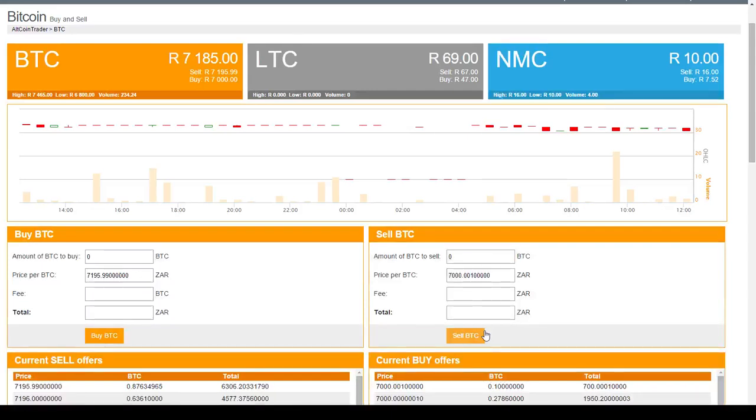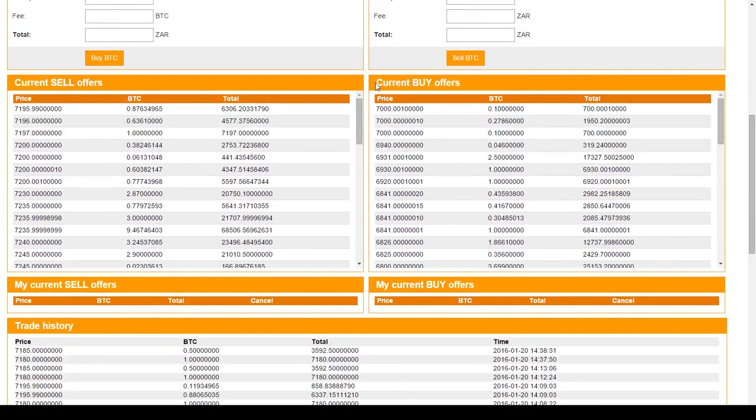Now, there's another way to buy a Bitcoin. You can simply put in an offer and wait for someone to sell you a Bitcoin at that price. This doesn't always work, but it's a good strategy if the price of Bitcoin is dropping. So, let's have a look at the list of people buying Bitcoins. Here, current buy offers. Here we can see someone is prepared to pay 7,000 Rand for 0.1 Bitcoins.